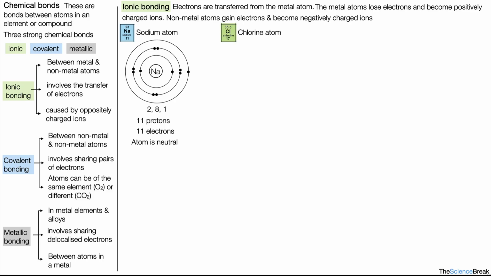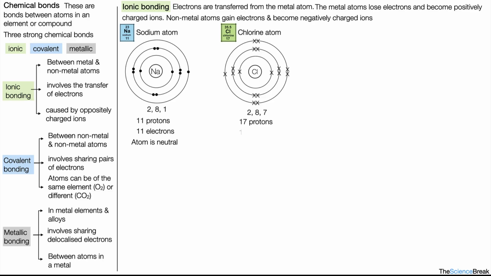For chlorine, we have 17 protons, so therefore 17 electrons. And in our first shell of chlorine, we have 2 electrons. We have 8 in the second shell. And in the third and outermost shell, we have 7 electrons. That makes a total of 17. The electron configuration or electron structure is 2-8-7. 17 protons, 17 electrons. And again, because we have equal numbers of protons and electrons, the atom is neutral.